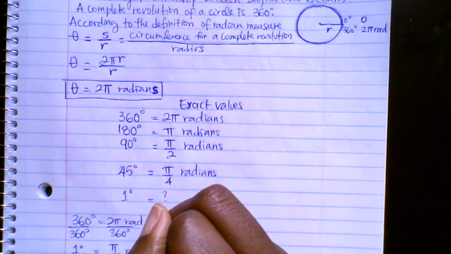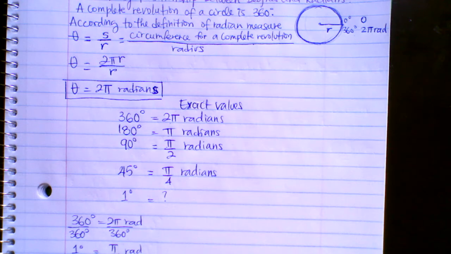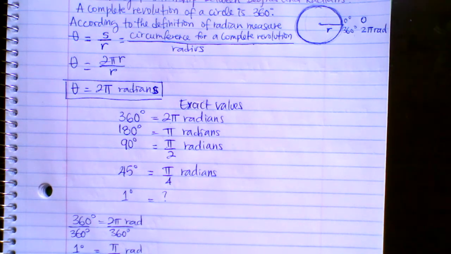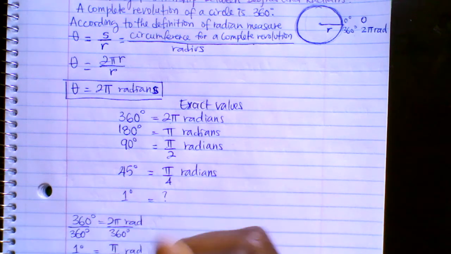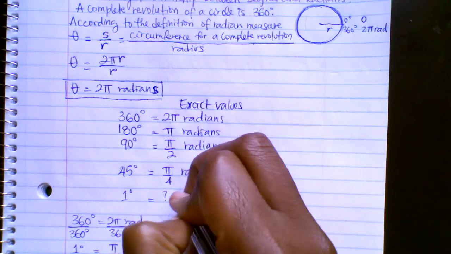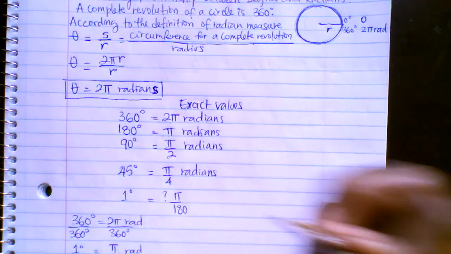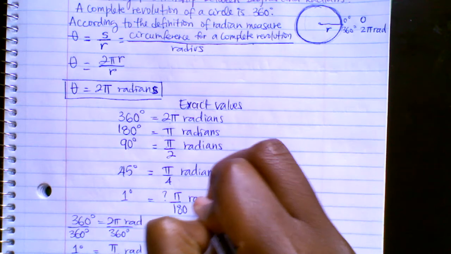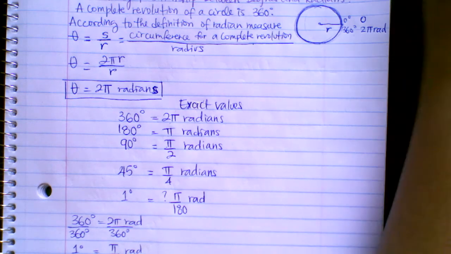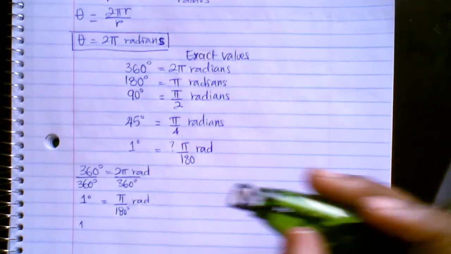Okay, you have the degree unit, right? And pi represents the exact value. So I know that 1 degree is pi over 180, right? And if I want to approximate this, I have to replace pi with 3.14. Oops, sorry.